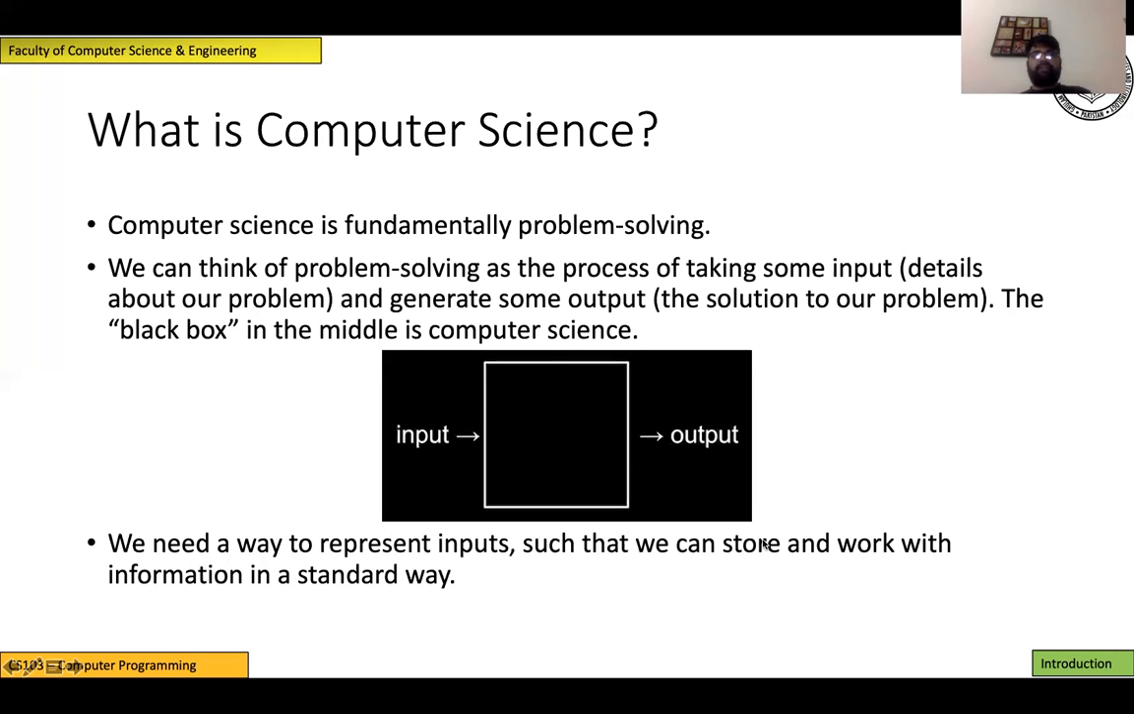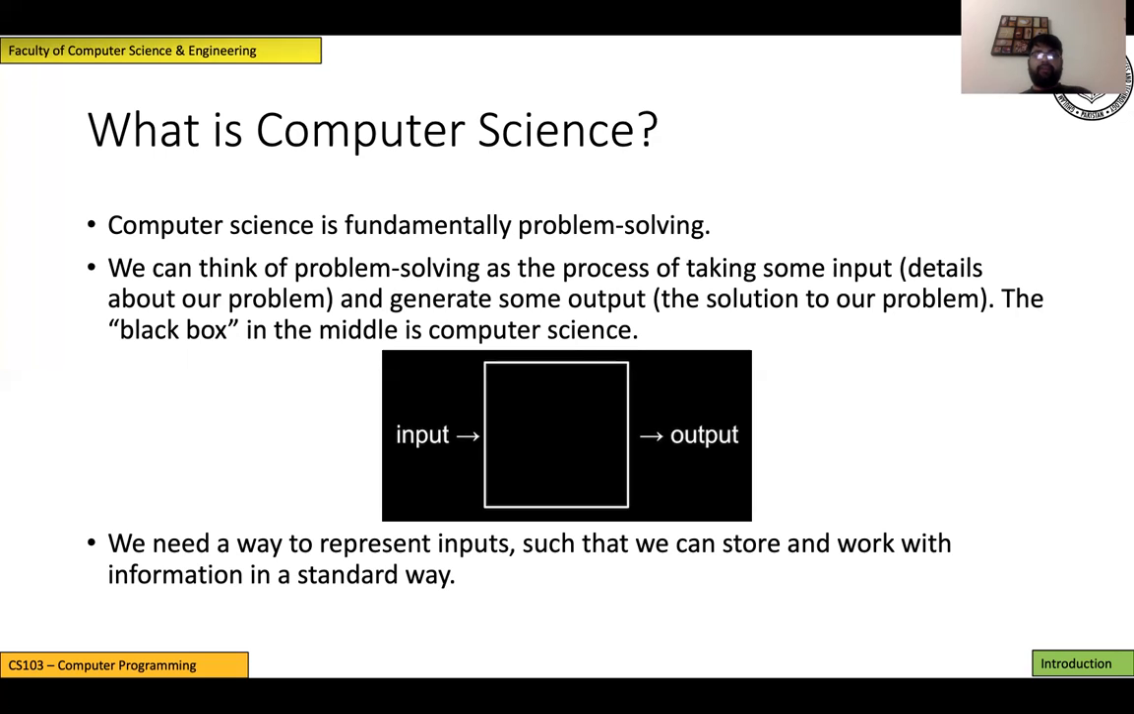So what is computer science? Computer science is basically defined as nothing but fundamentally problem solving using some kind of computing tasks. Problem solving is a process of taking some input and generating some output from this particular input. The in-between process which you use to convert an input to an output is called computer science. That is the computing part that you need to perform.